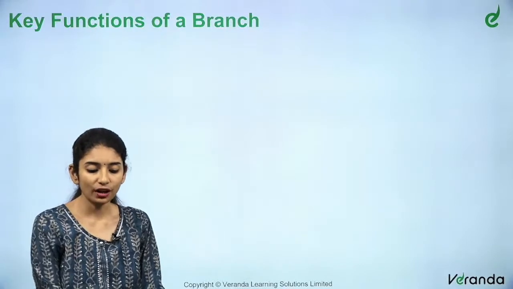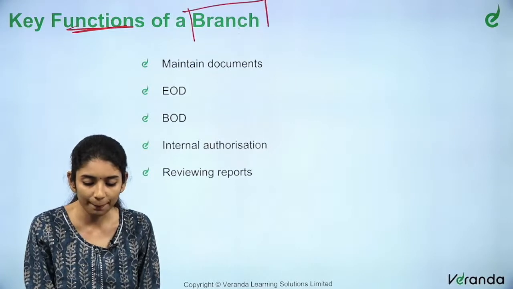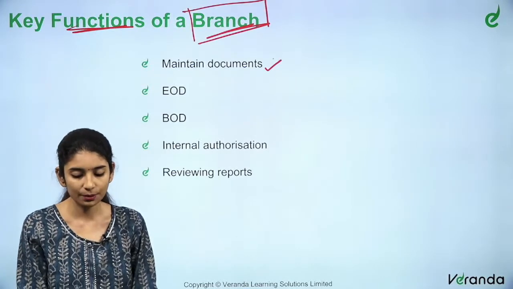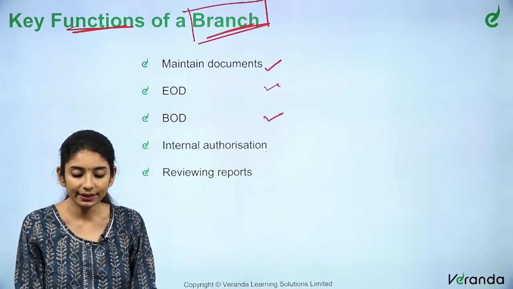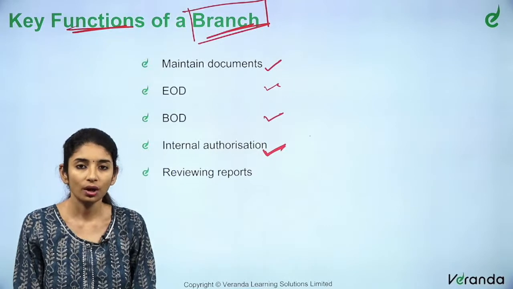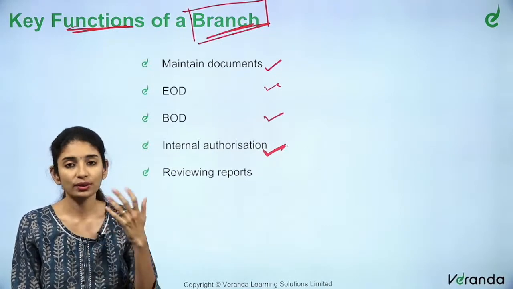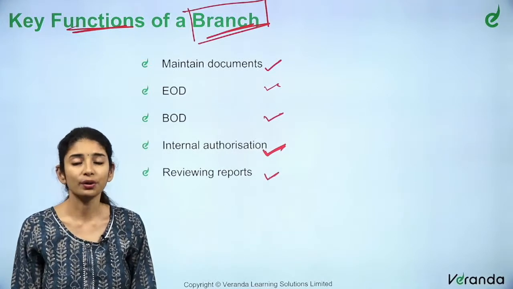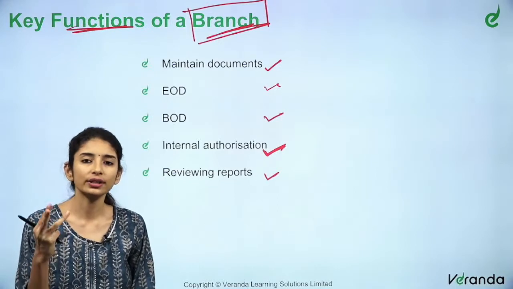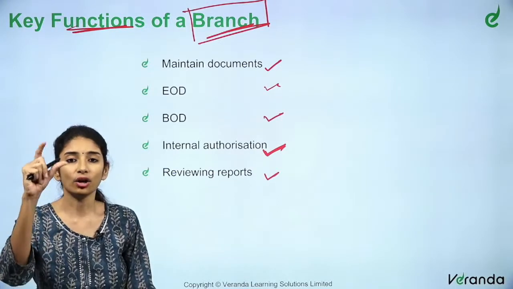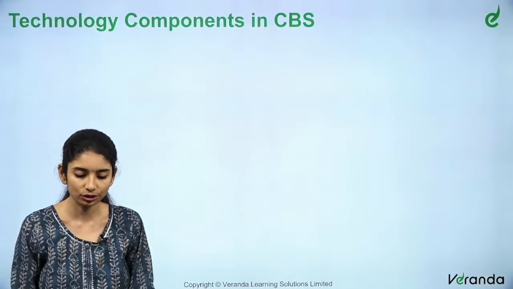Very simple. Key functions of a branch. What are the key functions of a branch? Not of a bank, of a branch. They need to maintain customer documents. They need to do end of the day activities, beginning of the day activities, and internal authorization in case they want to sanction a loan. The customer is going to walk in and they need to get authorizations for that. Reviewing of reports. So, maintaining documents, EOD, BOD, internal authorization and review of reports. These are the key functions of a branch.